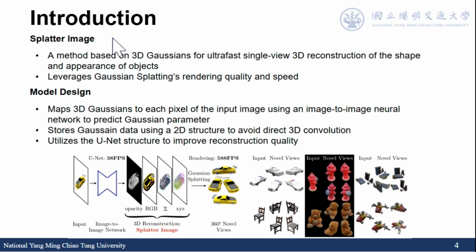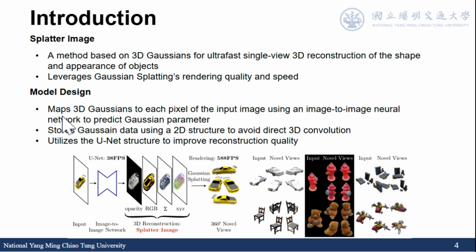So, Splatter Image is a method designed for ultra-fast single-view 3D reconstruction of the shape and appearance of objects. This approach is based on 3D Gaussians and leverages the rendering quality and speed of Gaussian splatting. Splatter Image introduced a novel design to achieve efficient 3D reconstruction. The main ideas are as follows.